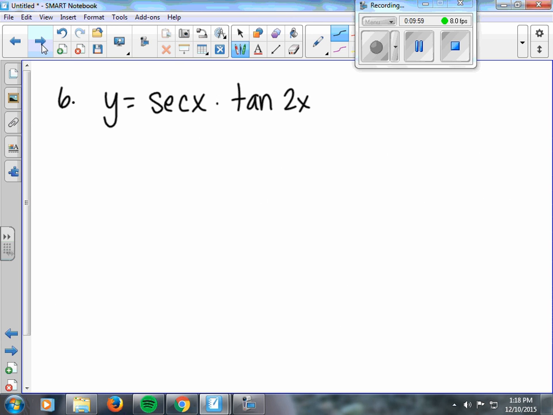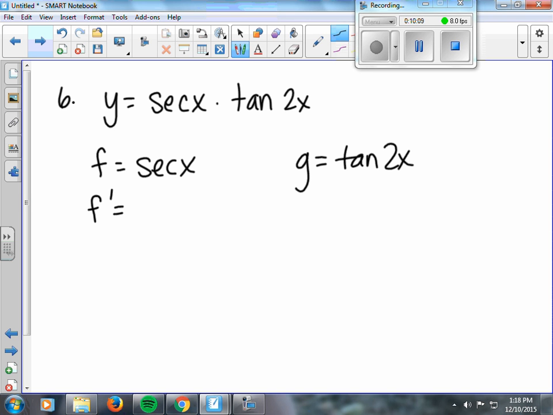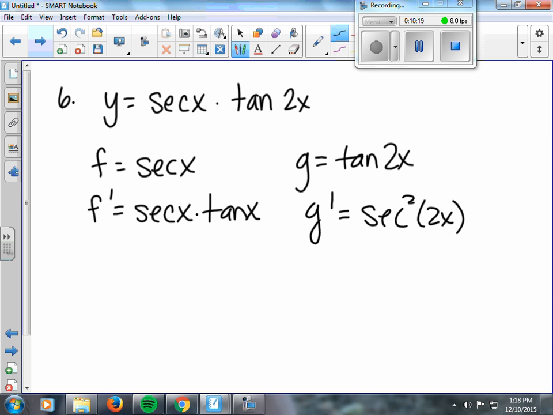Number 6, I have another product here. Secant of x and tangent of 2x. What is the derivative of secant? That would be secant tangent. And what is the derivative of tangent? That would be secant squared. This time the tangent was of 2x, so the secant squared will be of 2x, and then multiply by the derivative of the 2x too.